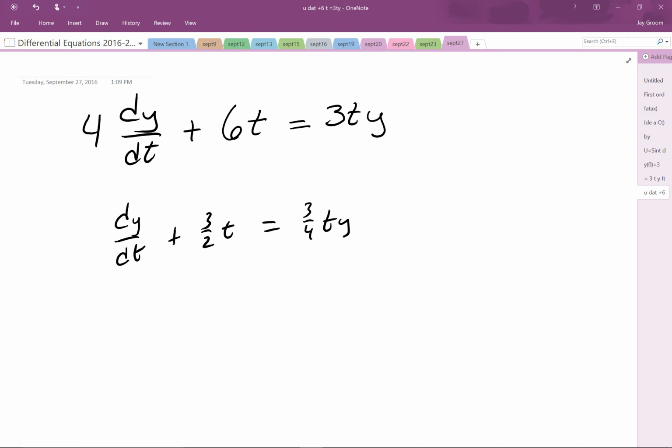I don't know, I haven't tried this problem yet. It should work out fairly straightforwardly, I think. Oh, there it is. 3/4 times 3/8 is 9/32. Yep.